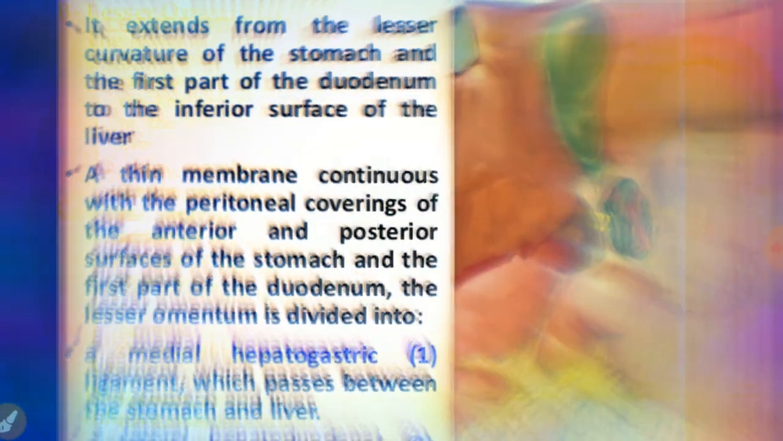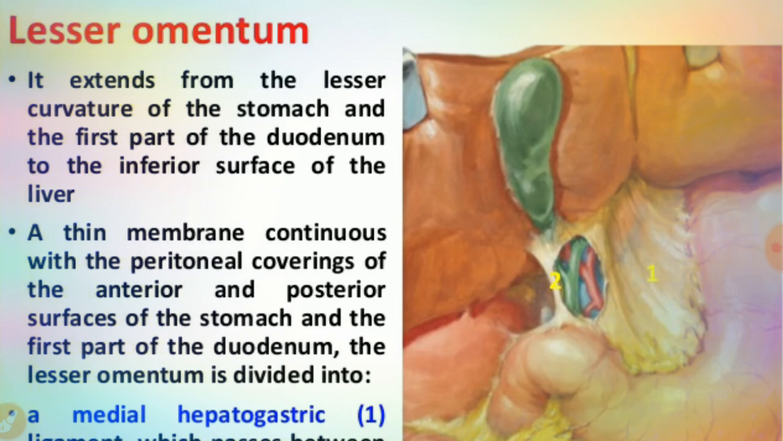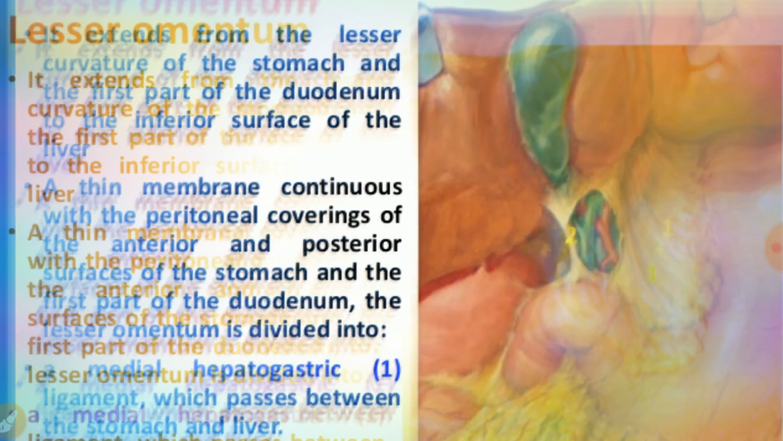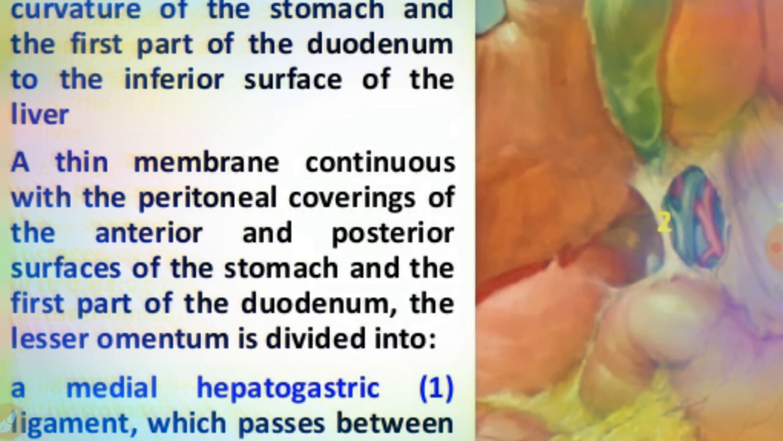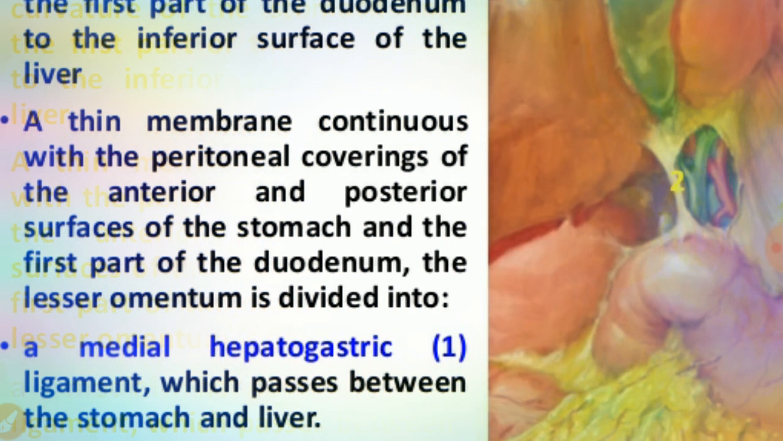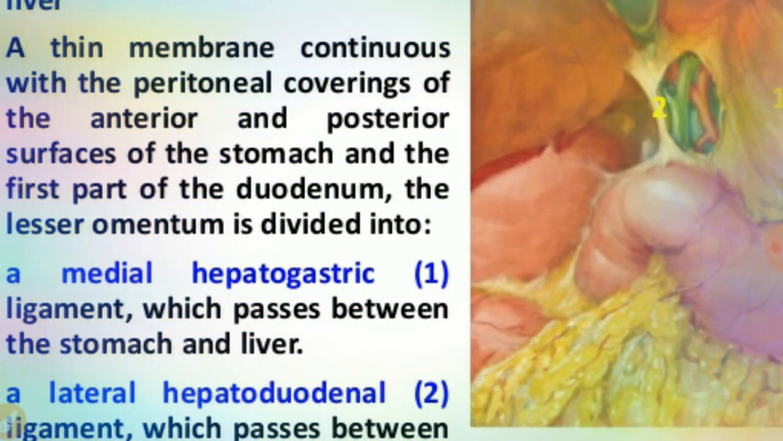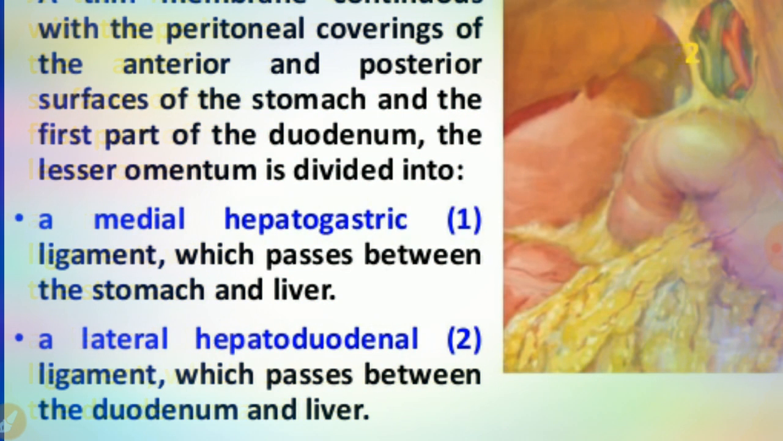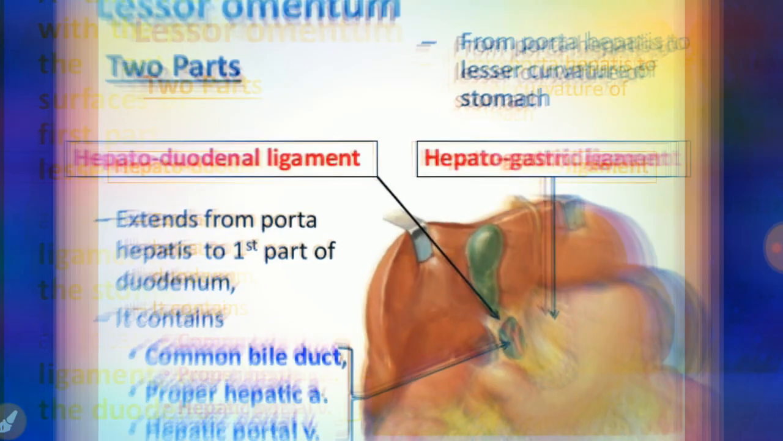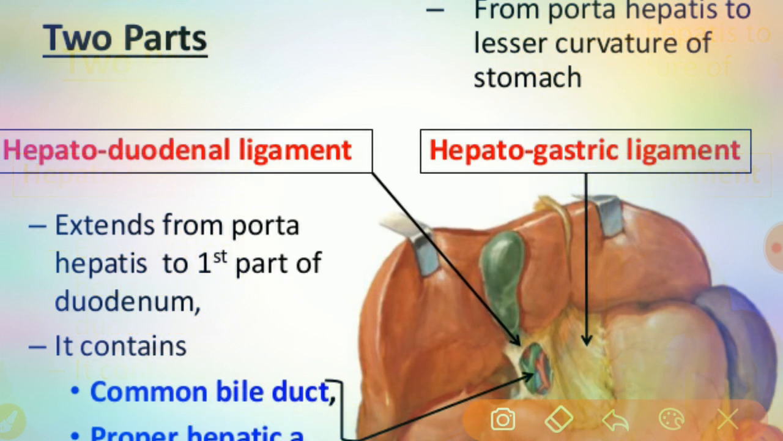Okay. See here, it extends from the lesser curvature of the stomach and the first part of the duodenum to the inferior surface of the liver. So the lesser omentum is a thin membrane continuous with the peritoneal coverings of the anterior and posterior surfaces of the stomach and the first part of the duodenum. We have seen it is divided into 2 parts: the medial hepatogastric and the lateral hepatoduodenal. See here, this is the hepatoduodenal ligament and the hepatogastric ligament.